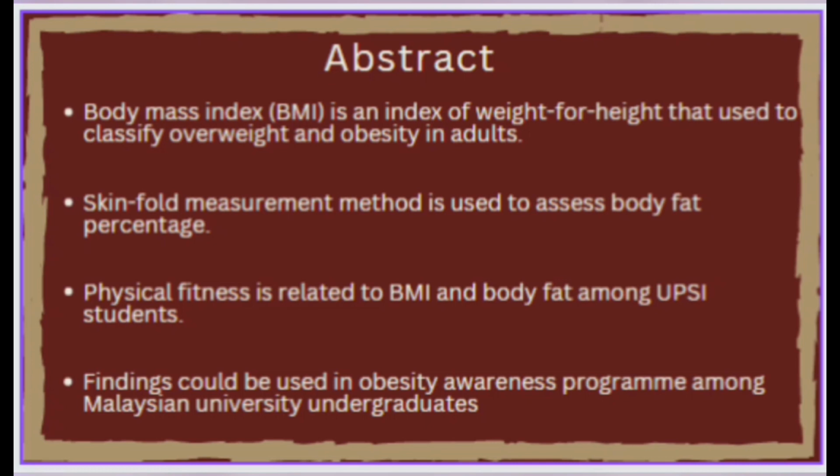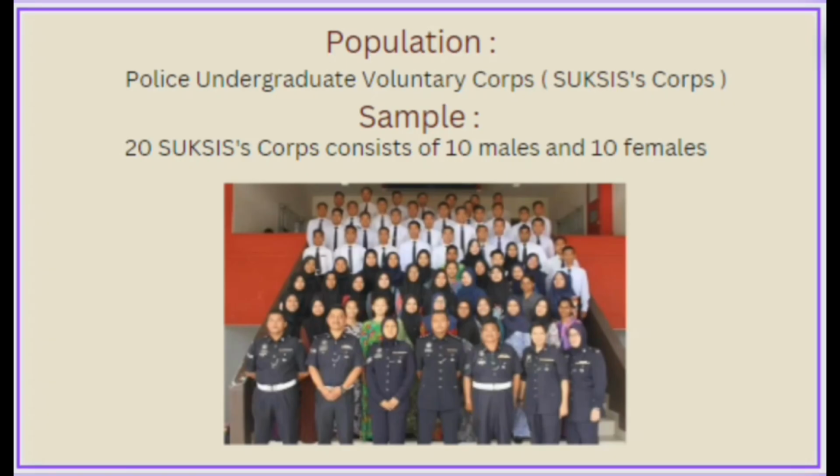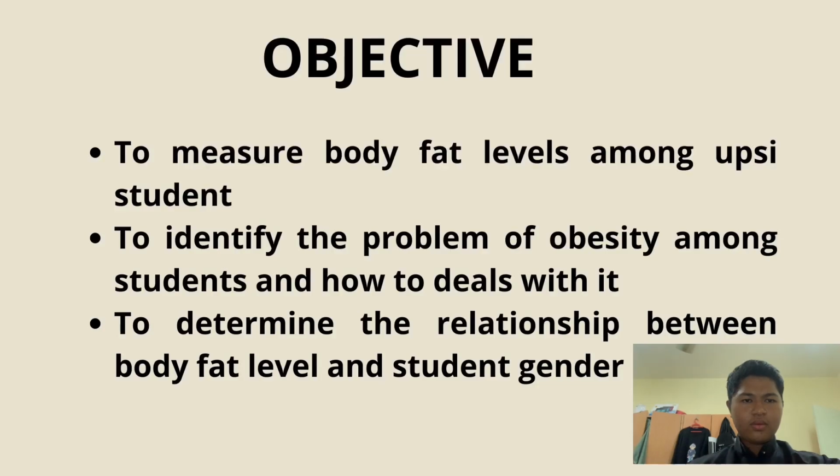The result of the study shows the trend of physical fitness is related to BMI and body fat among obese students. The finding from this study could lead to further investigation about obesity awareness program among Malaysian university undergraduates. The population of the study are Police Undergraduate Voluntary Corps, SUCSIS Corps. The sample are 20 SUCSIS Corps, which consists of 10 male and 10 female.